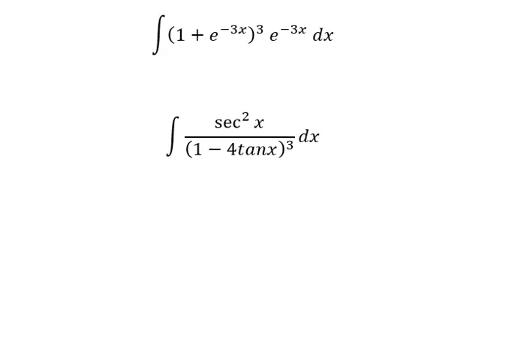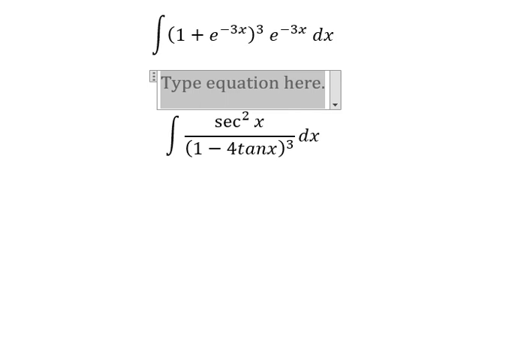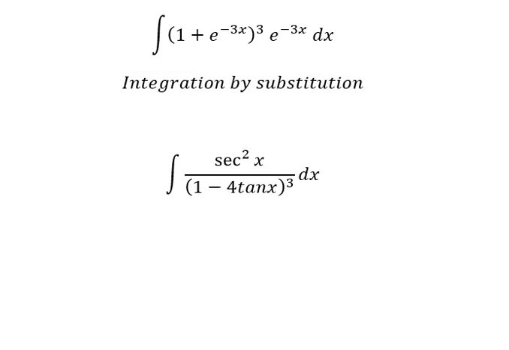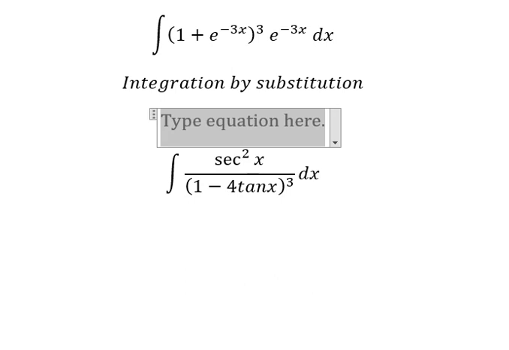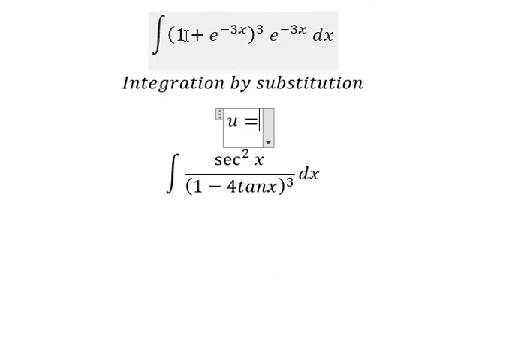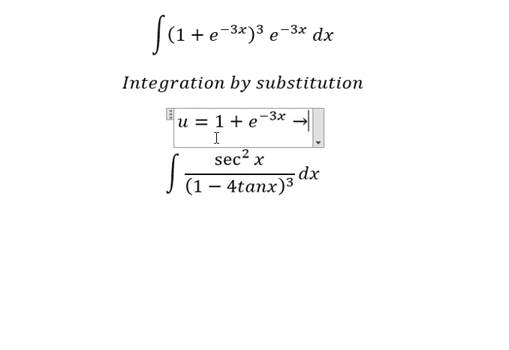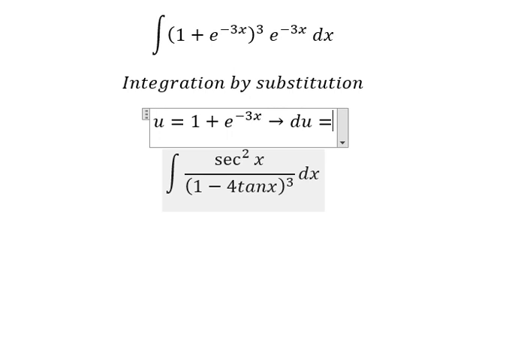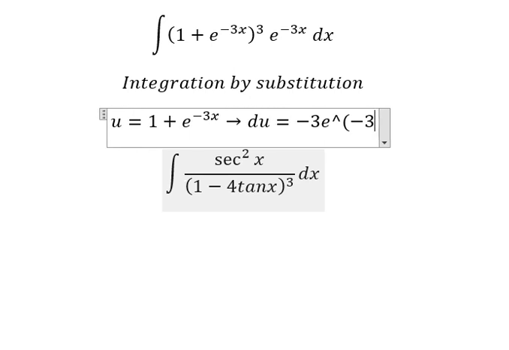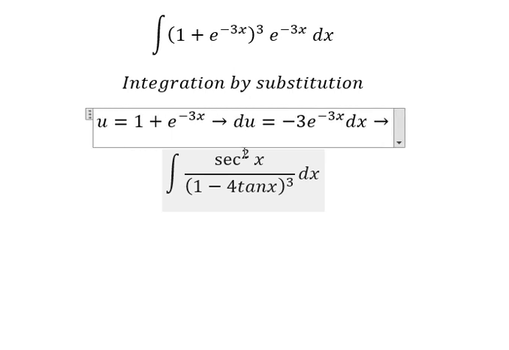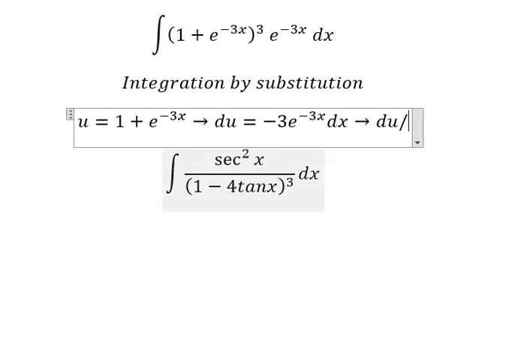Question number 2. We need to use integration by substitution. So I will put u equals to this one. Later we need to do first the derivative for both sides. Because we don't have negative number 3, we need to divide both sides by negative number 3.